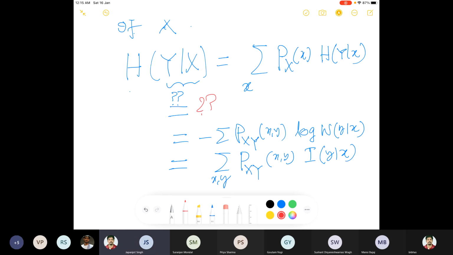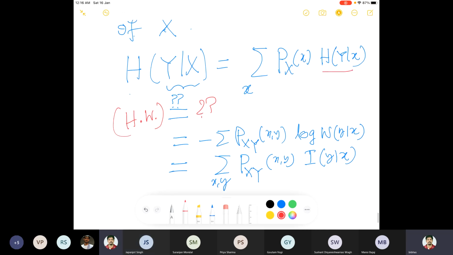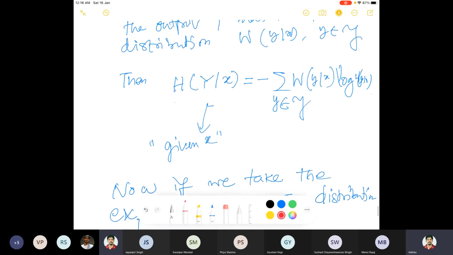So we can expand the entropy of y given a particular x. From there, we will have one summation, and w of y given x, and we can multiply w of y given x with the probability of x to get the probability of x comma y. So you can write this as the definition of entropy, because it is known to us now.